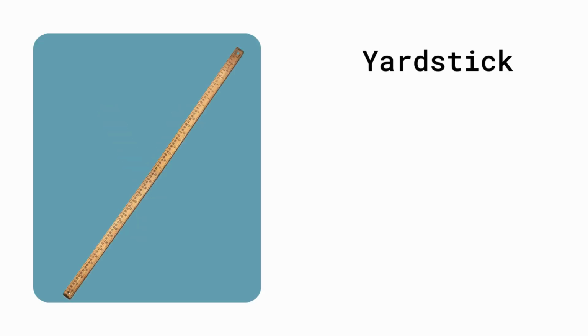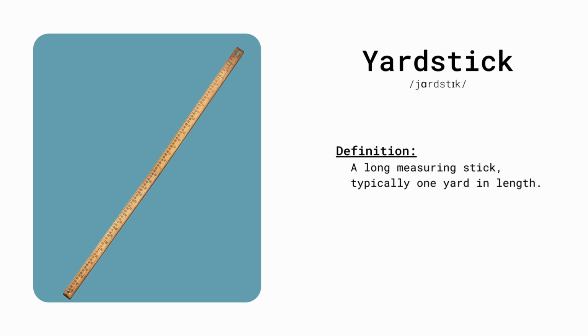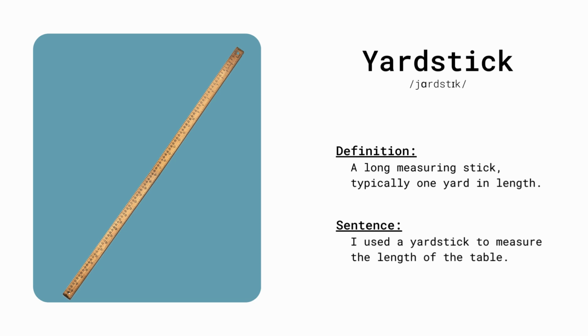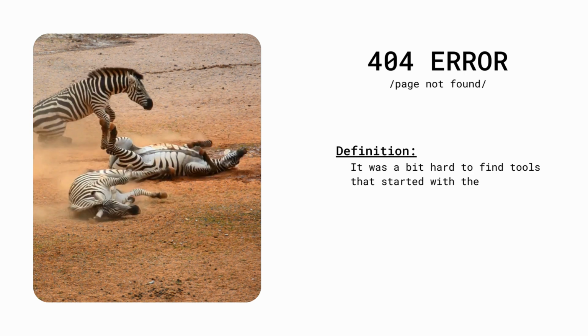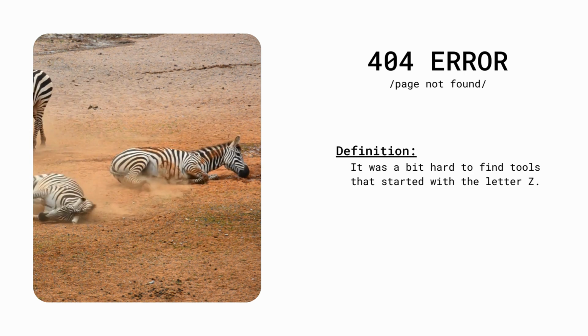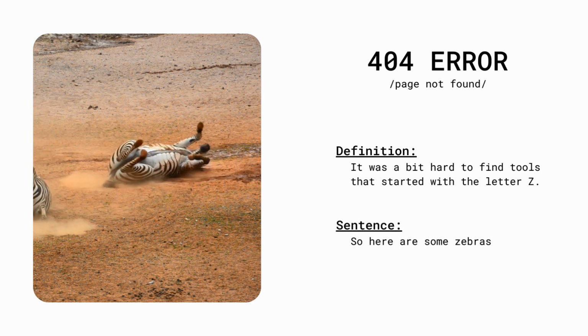Y is for yardstick. A long measuring stick, typically 1 yard in length. I used a yardstick to measure the length of the table. Z is for, well, it's kind of hard to find tools that start with the letter Z. So, here are some zebras rolling around in the dirt.